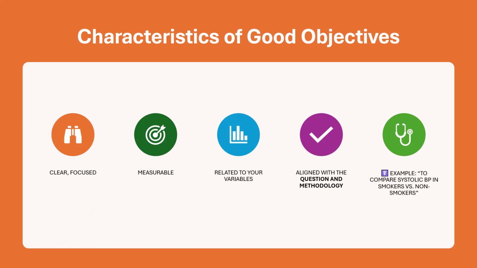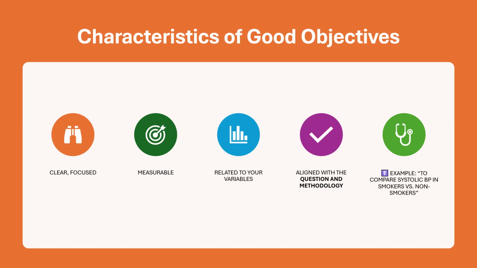And then, what are the characteristics of good objectives? Good research objectives are clear and focused. They are measurable, so you can easily work on them and find out. They must be related to your variables. The research objectives which you formulate must be related to the variables you have selected for your study. And they must be aligned with the questions and the methodology. They must be aligned with the research questions.